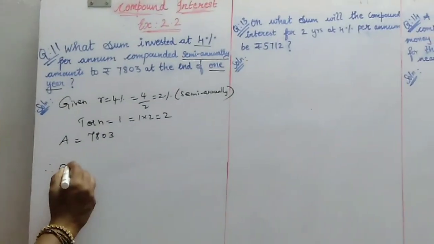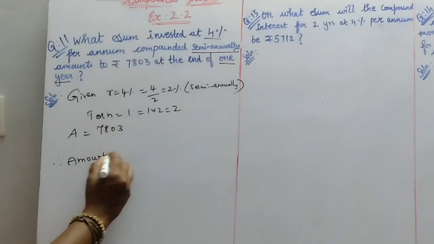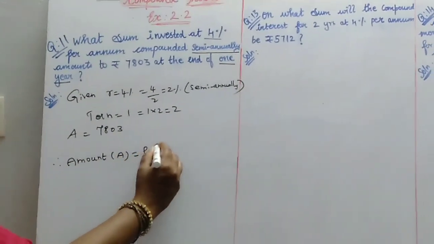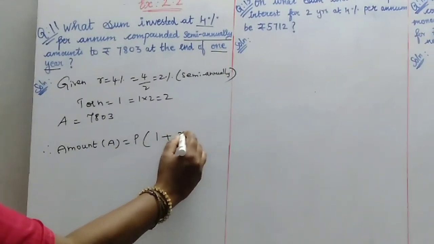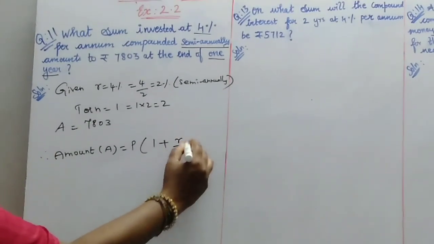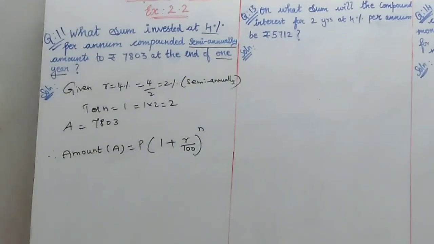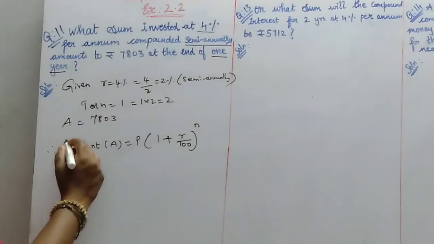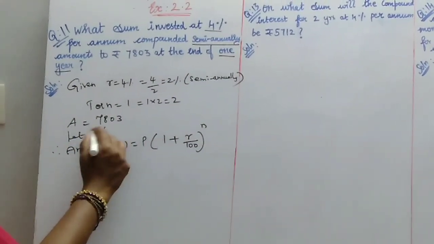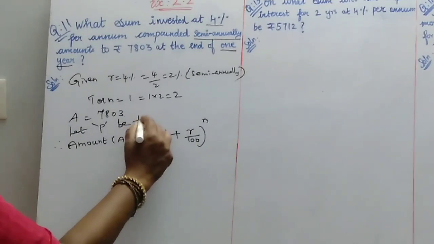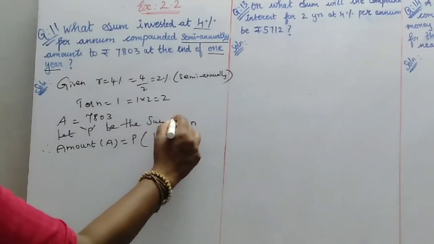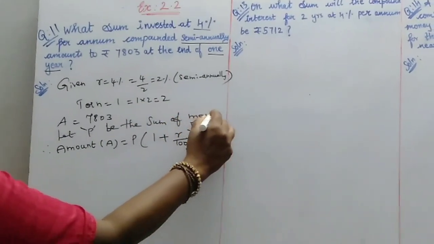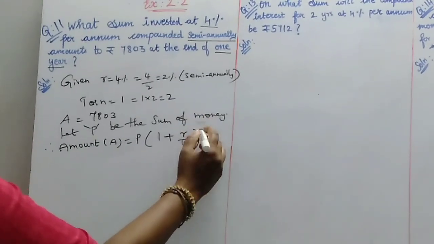So amount A equals P into 1 plus R by 100 to the whole power n. The same formula we want to use because we are supposed to find the sum only. So since we are supposed to find the sum, let P be the sum of money. Okay, this is the formula, right?